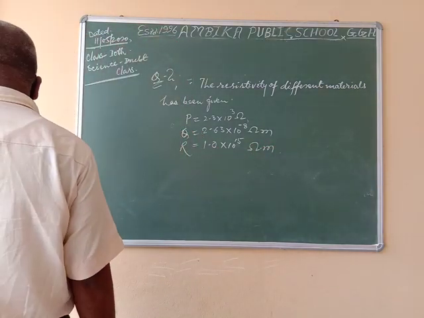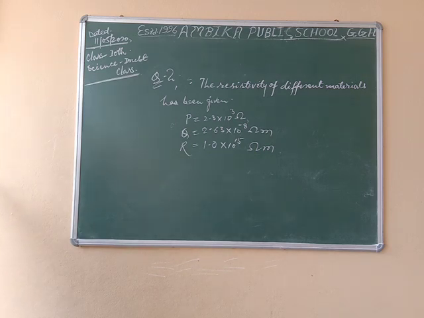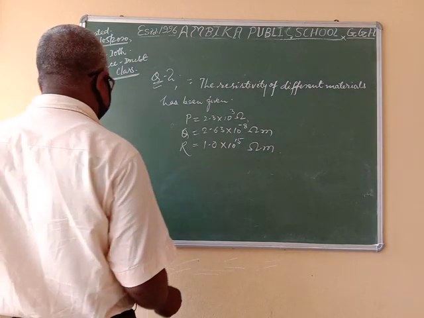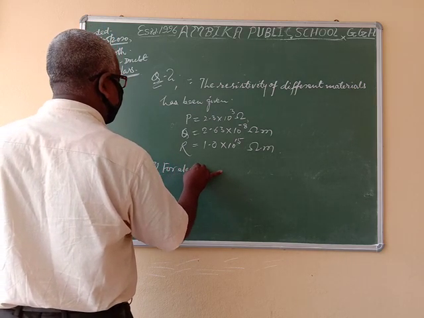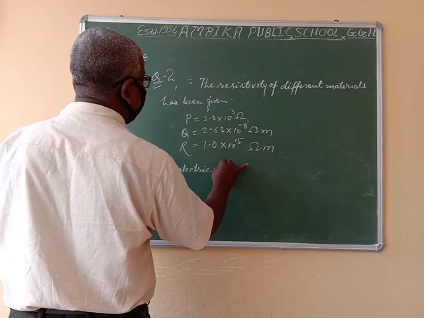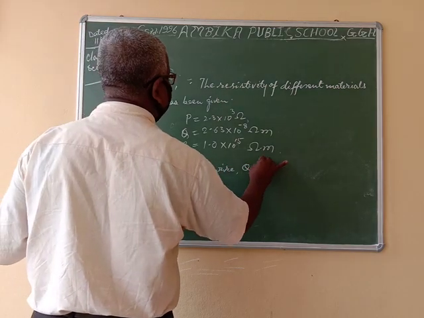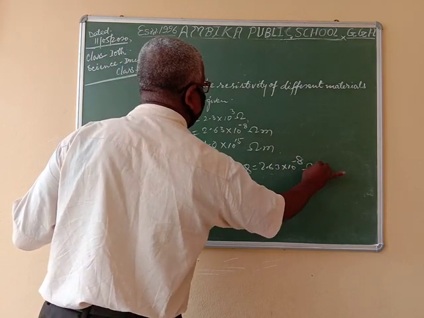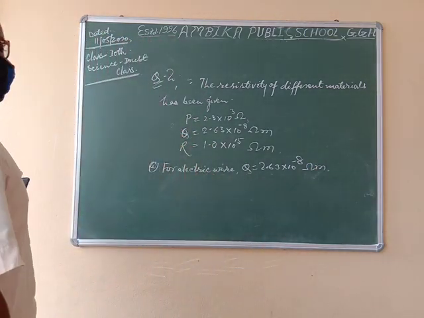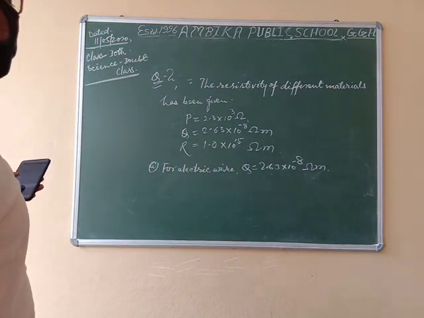From your question, which material will be used for making electric wires, handle for soldering iron and solar cells? For electric wire, Q, which is 2.63 into 10 to the power minus 8 ohm meter, because its resistivity is less than that of P and R.